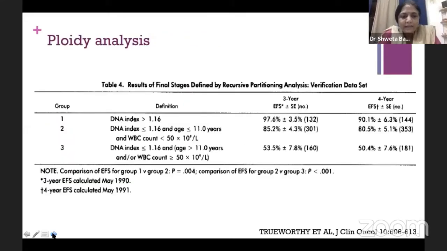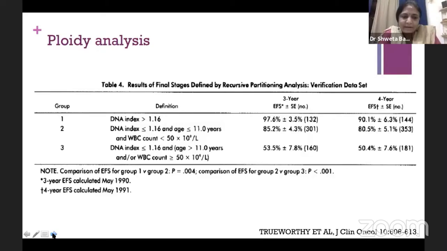Coming to the ploidy analysis, which is the DNA index in the leukemic cells, they found there is a magic number, a DNA index of more than 1.16. For those patients who have a DNA index of more than 1.16, their 3-year event-free survival was 97.6%, and at 4 years it was 90%.